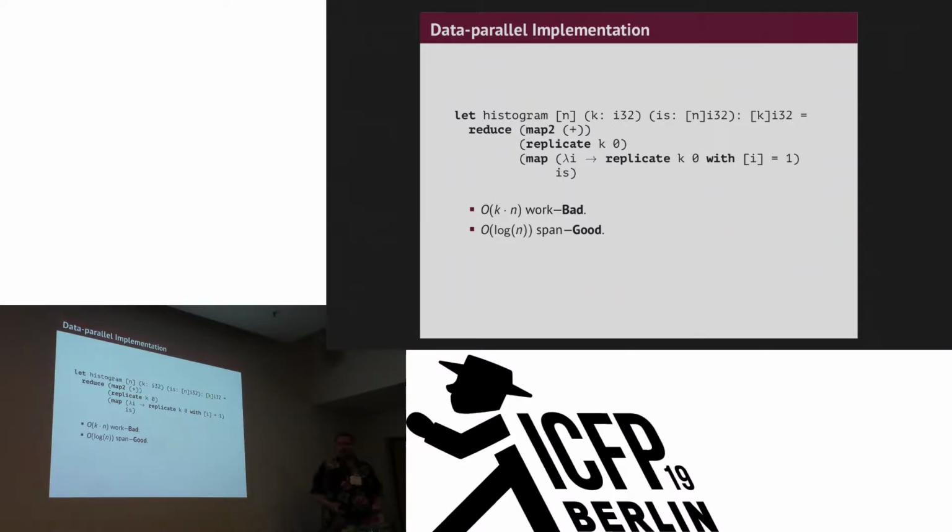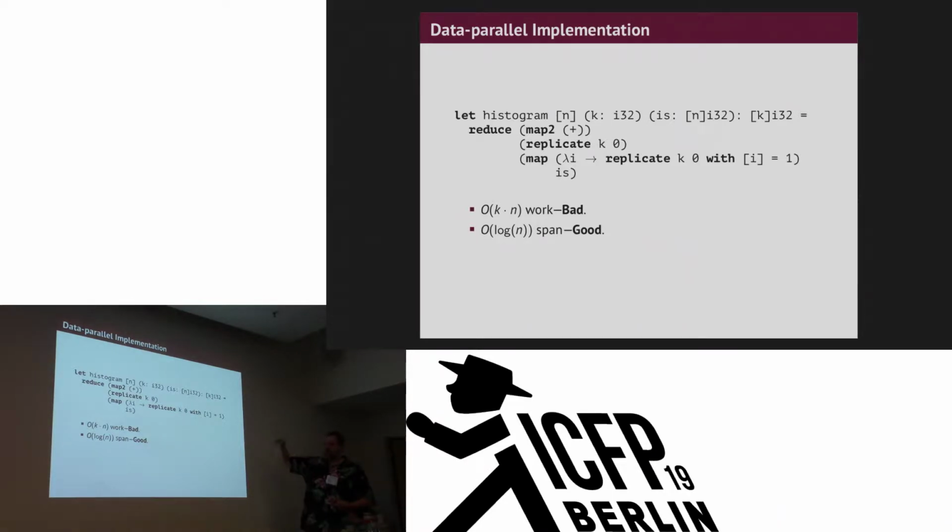The histogram is produced by first producing a bunch of one-hot vectors. For each element in is, we produce a vector that is all zeros, except at position i, where it's 1. Then we do a reduction, where we sum up all of these vectors using ordinary vector addition, and this gives us a k element vector in the end. Now the big problem is that this is O of k times n work, because we are constructing n vectors of k elements and summing them all together.